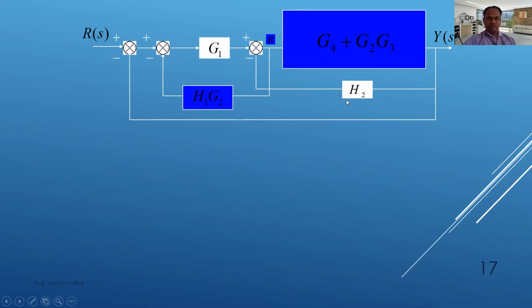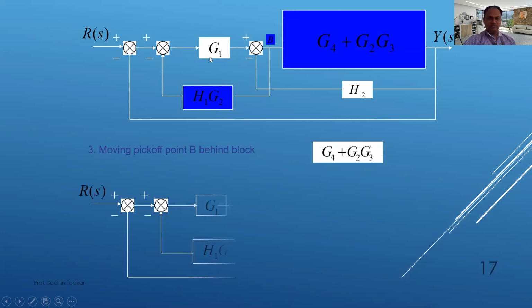Okay. Now there is one feedback function here. There is another feedback function here. So what are we going to do?